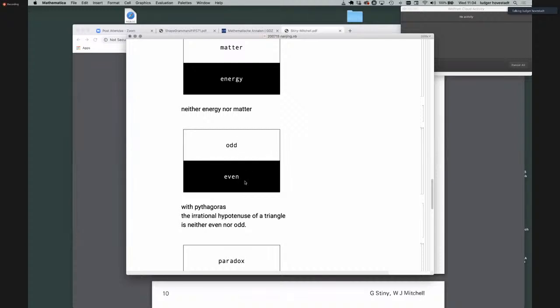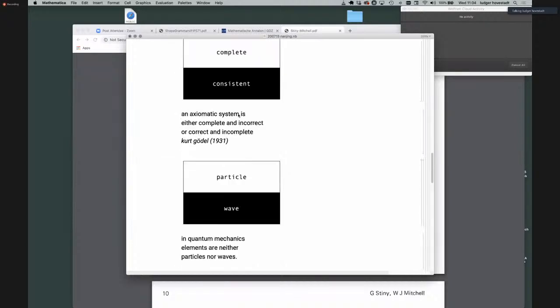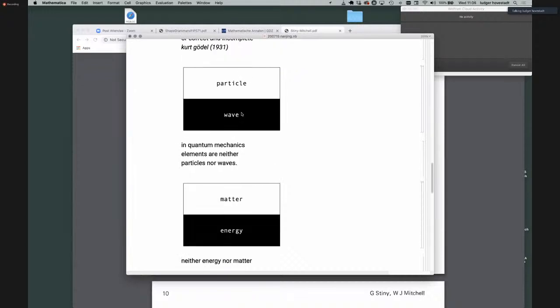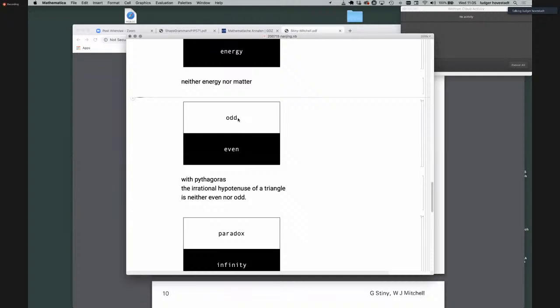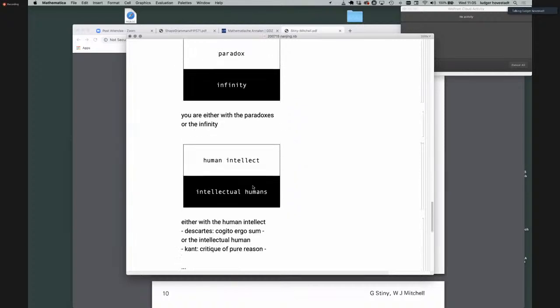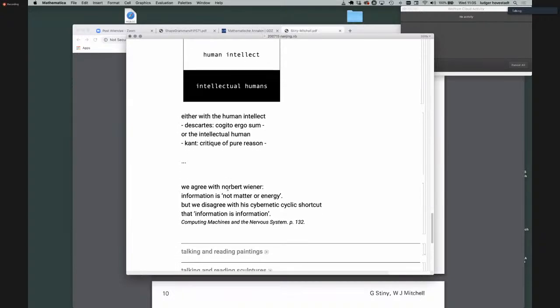So they had the same phenomena as we have with matter and energy, or with completeness and consistency, which we are struggling with in machine intelligence today. It's just the same problem with even and odd numbers, or with the paradox and the infinity, or with the human intellect and intelligent humans. So we agree with Norbert Wiener that information is neither matter nor energy, but we disagree with the cybernetic cyclic shortcut that information is information.